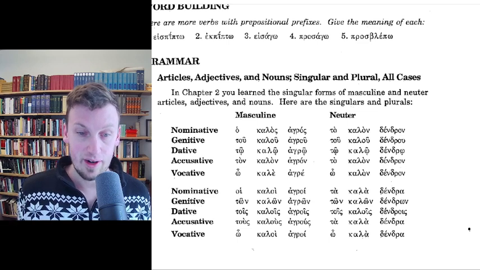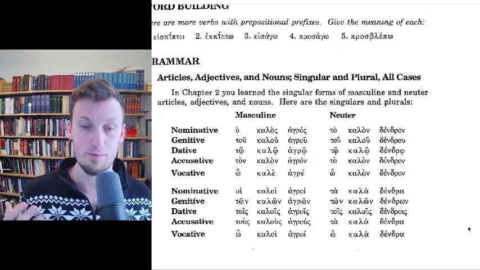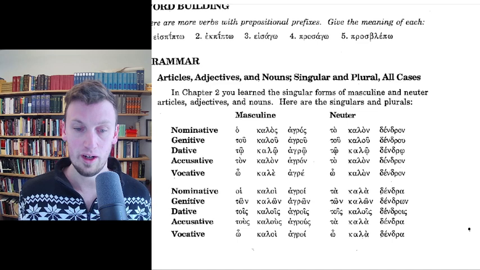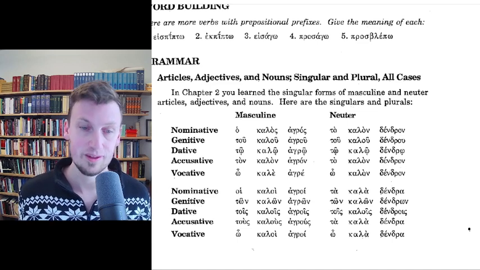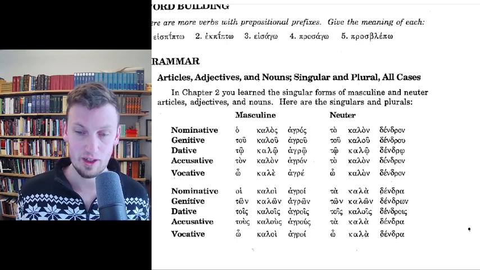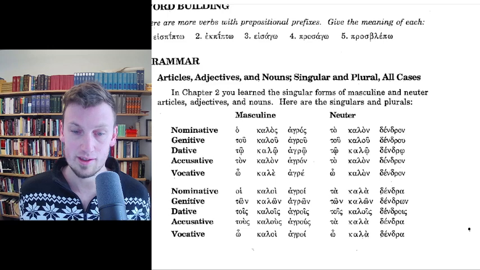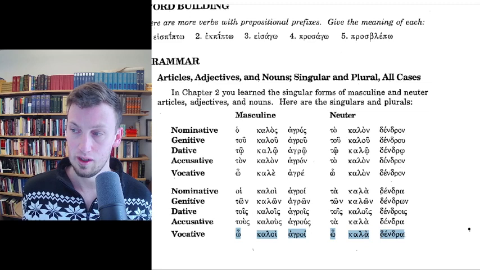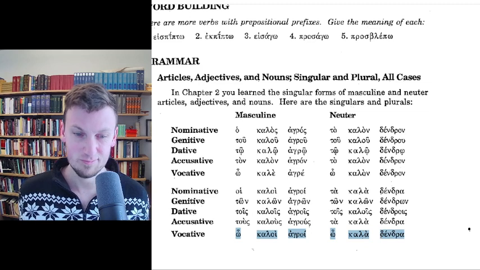Lastly, the accusative is the direct object, receiving the action of an object. So if you're going to buy a beautiful field, you're going to say you're going to buy ton kalon agron, or you're going to buy multiple beautiful fields, you're going to buy tous kalous agrous. Vocative is direct address. If you're going to talk to a beautiful tree, ho kalē dendron. Notice that the plural vocatives are identical to the nominatives, which is normal.